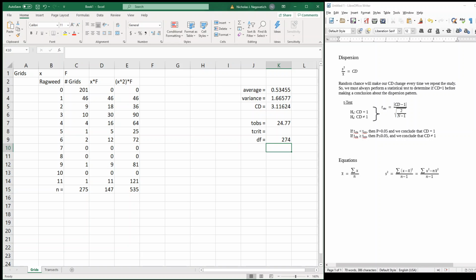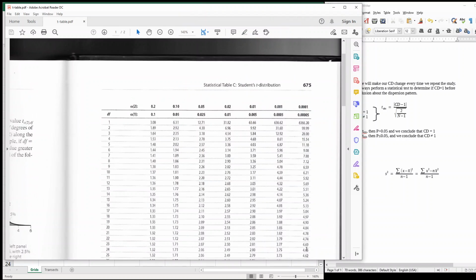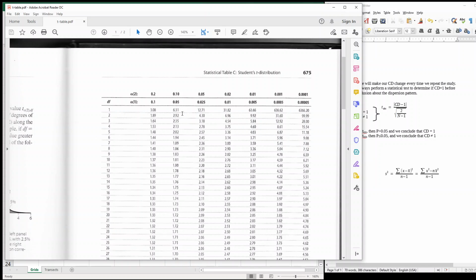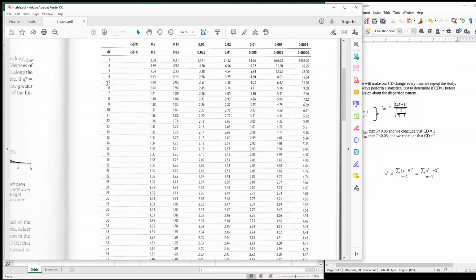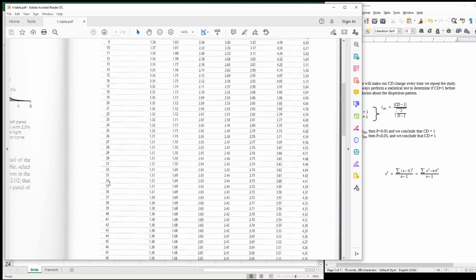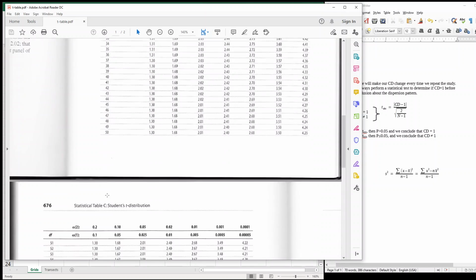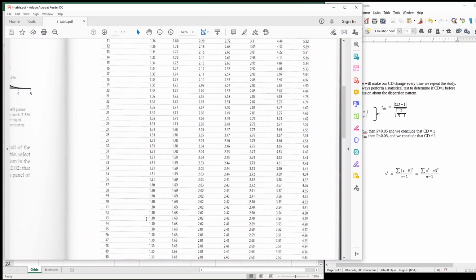So how do we get our critical value? I have a handout posted on Blackboard that I had asked all of the students to print out and bring to the lab. And it's this t-table. So what this t-table is doing is giving us a critical value. And our critical values differ based on our degrees of freedom. So we're going to go down to the appropriate degrees of freedom and then read across the rows to figure out what our critical value is.